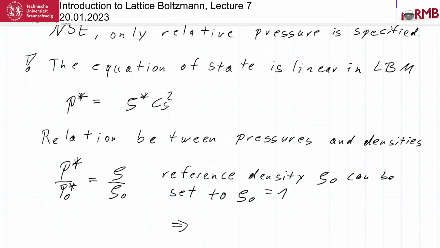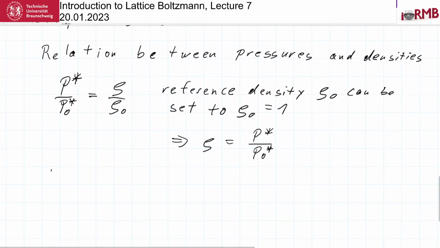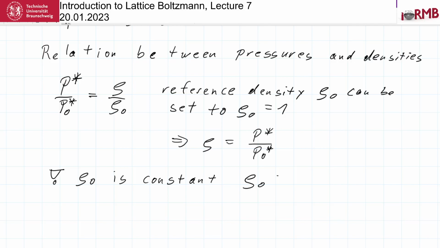And this means that we can express our density as the physical P divided by a base pressure, and this gives us the density that we have to take. And of course, this rho 0 is constant. This is the constant part, which in the asymptotic analysis comes with rho 0.